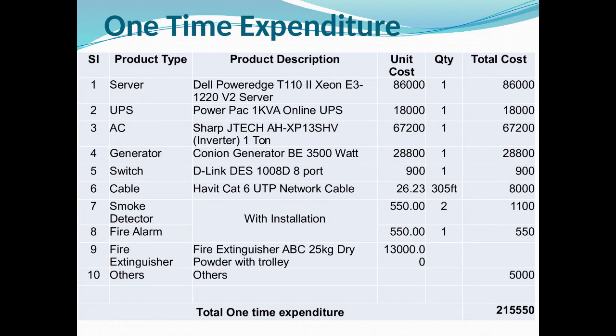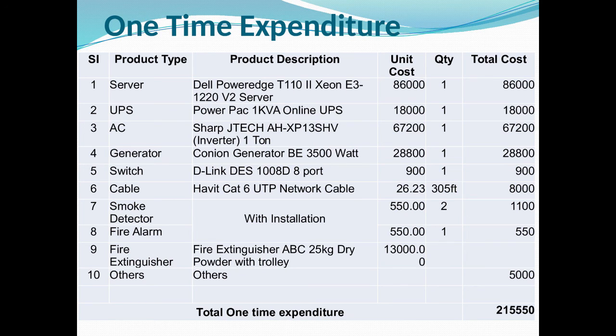A network switch of D-Link is 900 taka at Ryan's Computer. A box of Cat 6 cable, 8,000 taka. We might not need the whole 305 feet of cable, but keeping future needs in mind, we bought that. 2 pieces of smoke detector at 550 each from BDSTAL. Fire alarm cost 550 taka from BDSTAL. Both are inclusive of the installation fee.